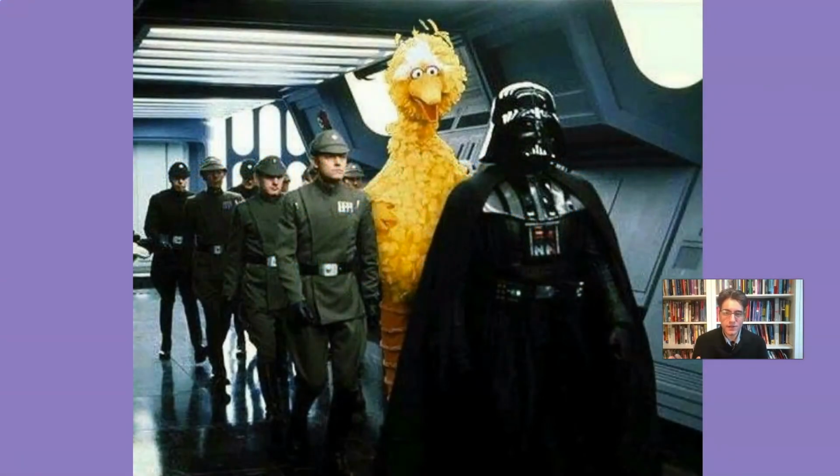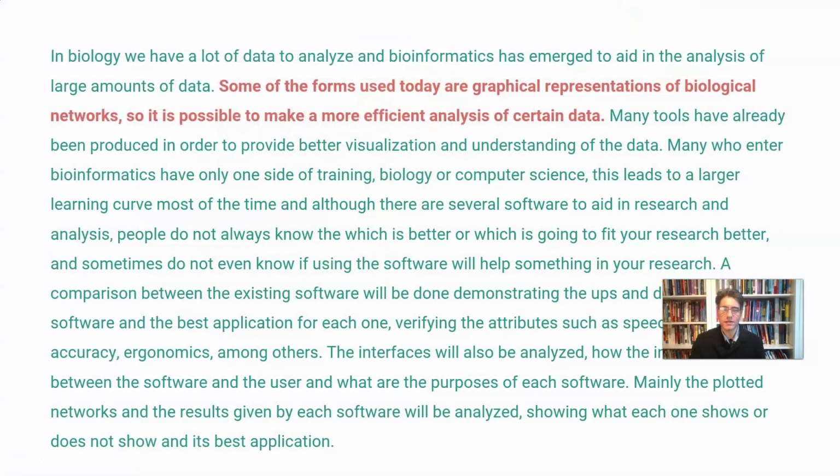It's kind of like this picture here with Big Bird in the middle of a Star Wars scene. Doesn't seem to belong, and it makes you wonder why Big Bird is there. He may be there for a reason, who knows, but he kind of sticks out as information that doesn't seem to belong. You have to be careful with that, especially in your introduction. That's where you're getting your reader started.